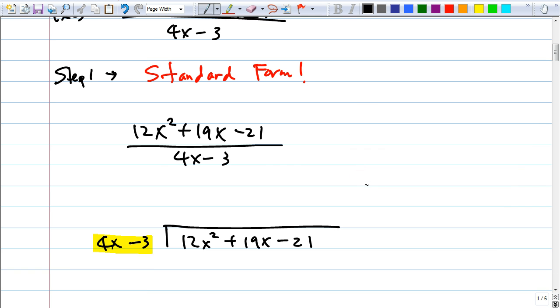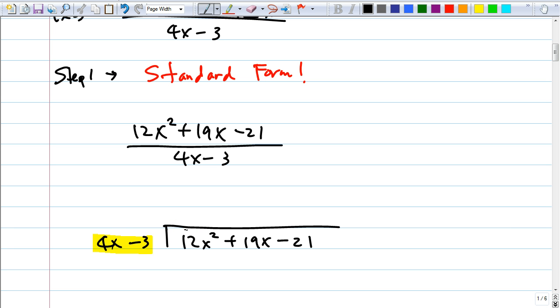Let me show you how similar this is to long division with numbers. We're going to look at 4x minus 3, and I'm just going to look at the first term of the trinomial. I want to get rid of it, 12x squared. What do I need to multiply 4x minus 3 by so I can get the same as 12x squared?